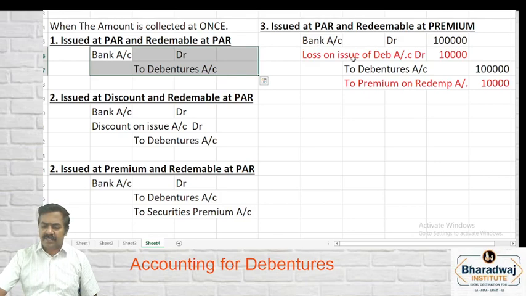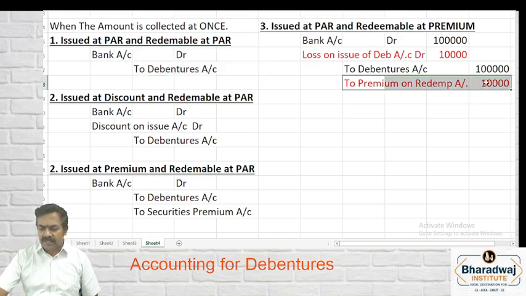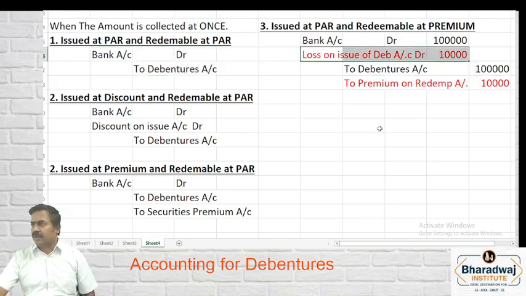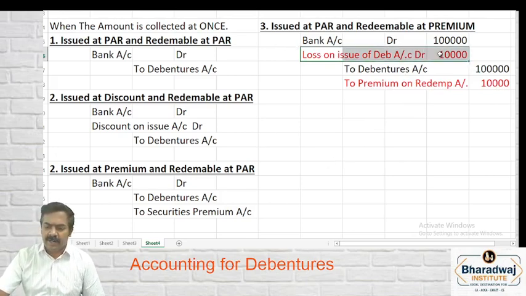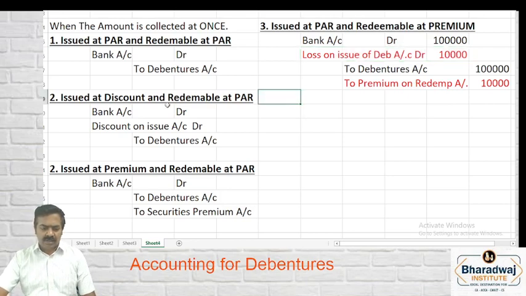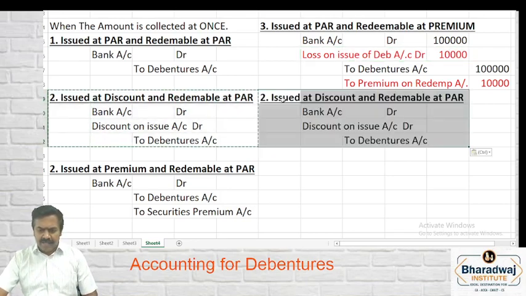Otherwise, what is the base entry for issuing debentures? Bank account debit to debentures, 1 lakh. The premium promised is a loss for us that we will debit to which account? Loss on issue of debentures account. This will be written off in the P&L account.